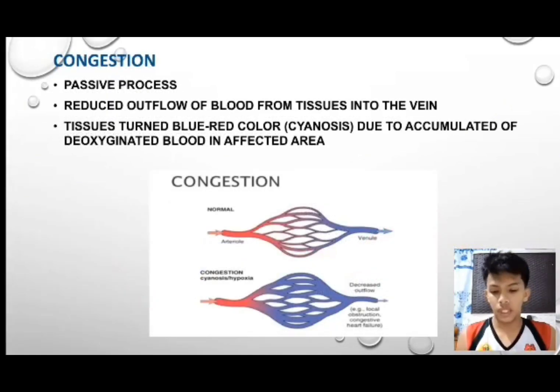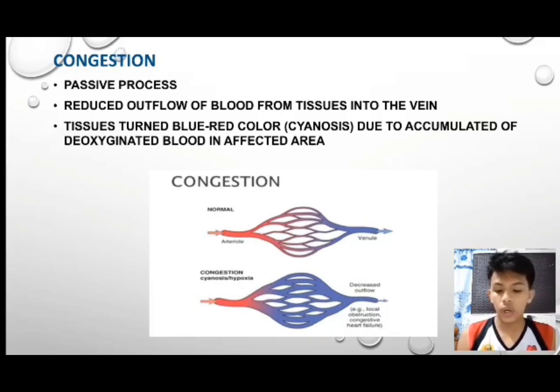Now, let's see about congestion. Congestion is a passive process. Hyperemia is an active process. Congestion is a passive process. Congestion occurs due to reduced outflow of blood from the tissue into the vein. The blood that flows out from the tissue into the vein is deoxygenated blood. So, when the outflow of deoxygenated blood into the vein is reduced, the tissue turns blue-red color. That is cyanosis. As the deoxygenated blood gets accumulated in the tissue, congestion is a passive process.